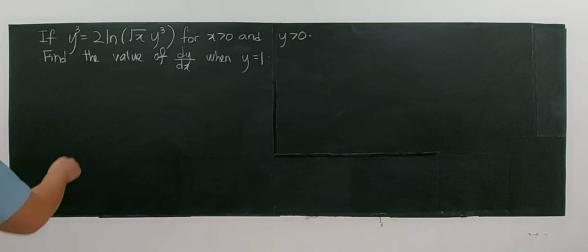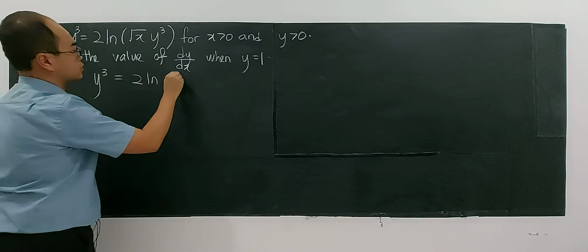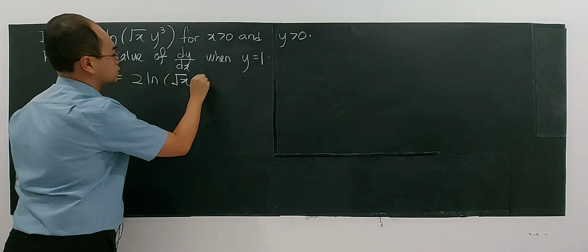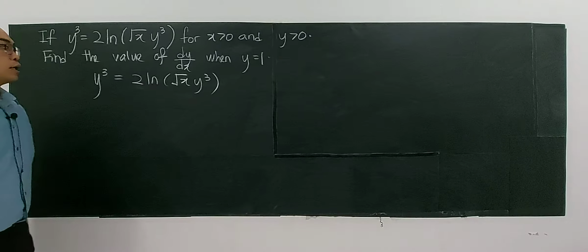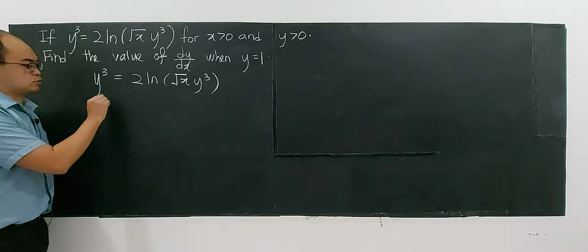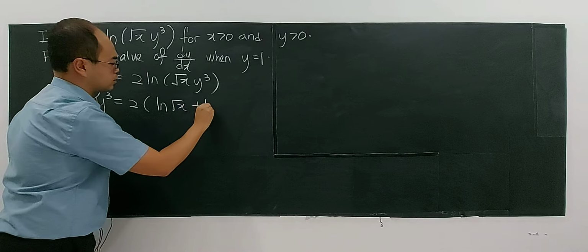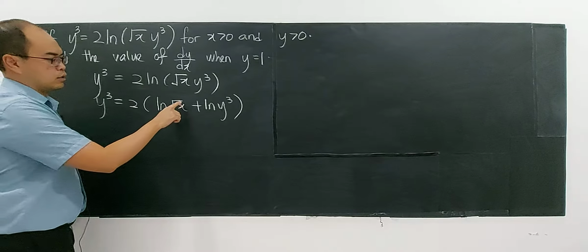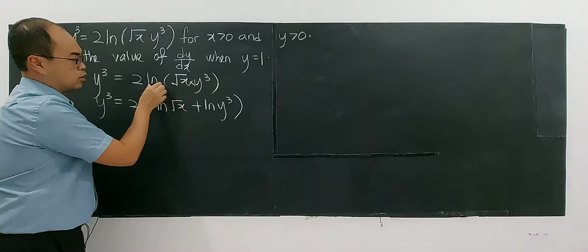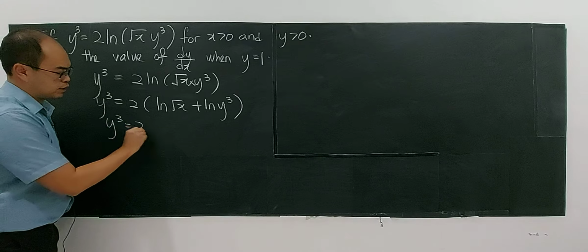The most important thing is how to differentiate the function. Again, I remind you, as this is a logarithm function, before you differentiate, it is always advised to use the logarithm rule first to simplify. So you have 2 ln square root of x plus ln y cubed. It will be easier because of the multiplication rule: ln ab is ln a plus ln b. So before differentiating, you make everything easier.